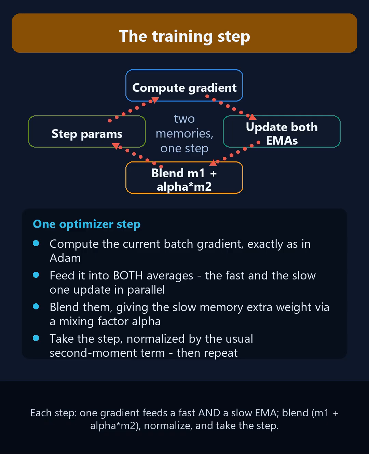Here is the training loop, one step at a time. Compute the gradient of the current batch as always. Feed it into both moving averages; the fast one and the slow one update in parallel. Blend them into a single search direction, giving the slow memory extra weight through a mixing factor alpha. Then take the parameter step, normalized by the usual second moment term. Repeat. The base optimizer machinery barely changes.